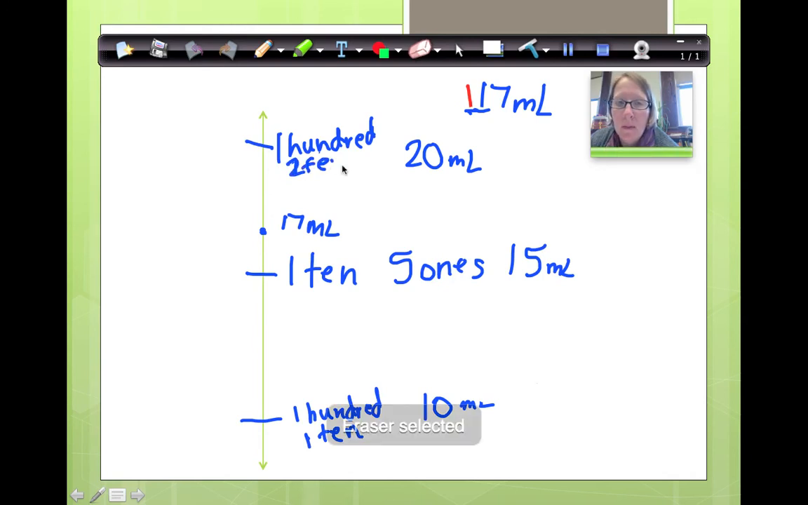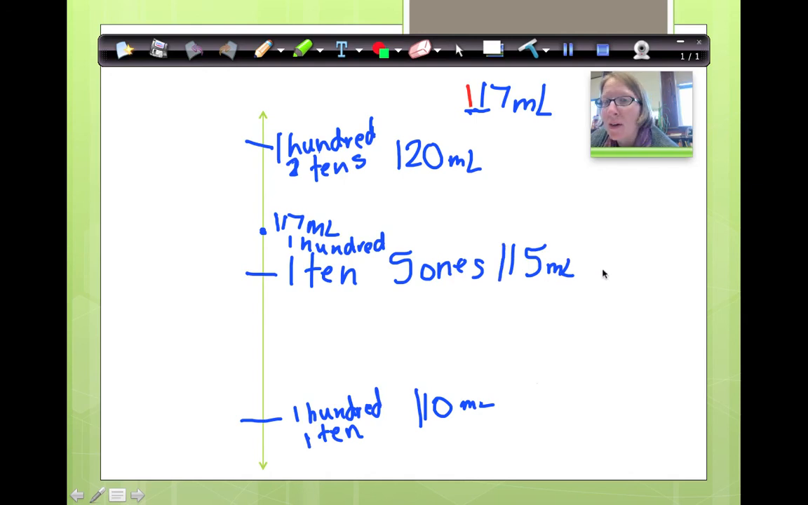Whoopsie. Try this again. 100, 2 tens. So I need to put the 100 here, but I didn't put the 100 here. This is where I need to put this. Well, we know this is about 117 milliliters, but what do we need to do to change this one? It's no longer 10 and 5 ones. It is now 100, 110, and 5 ones, which would be 115 milliliters.